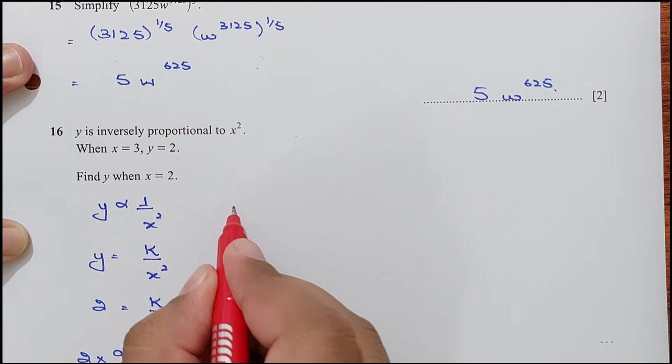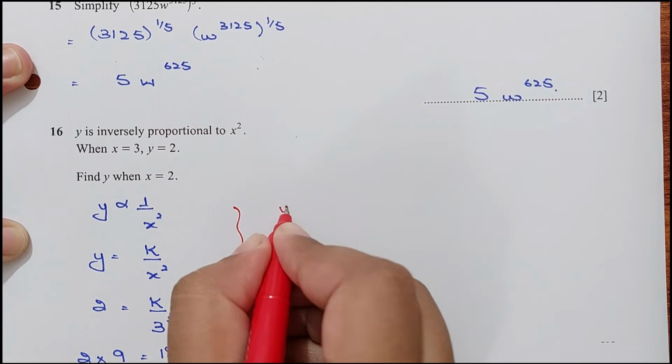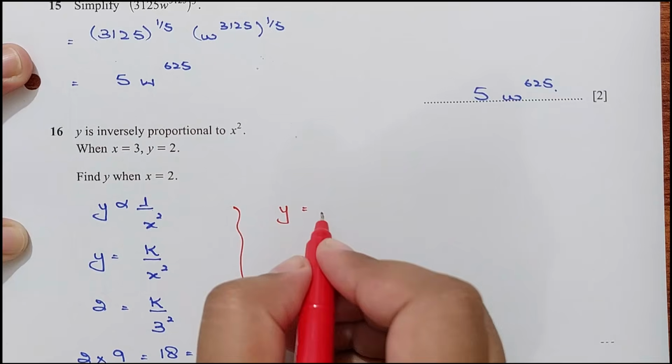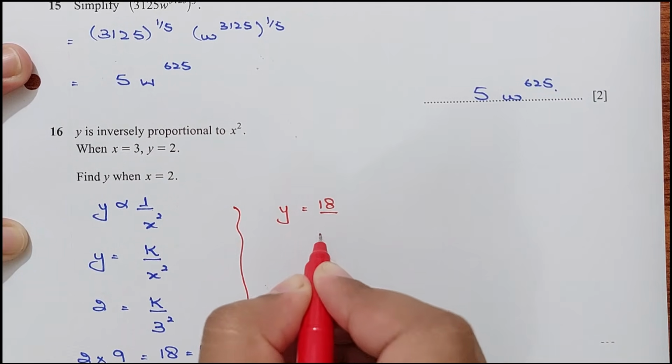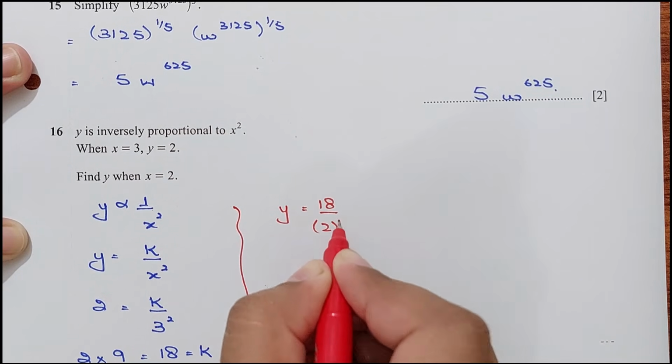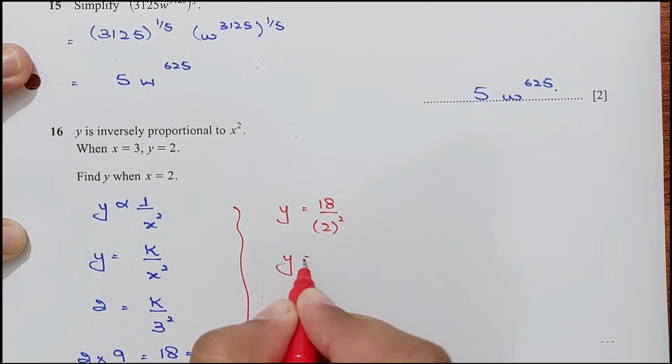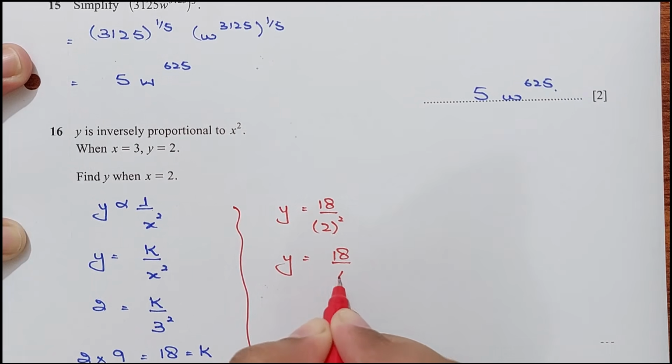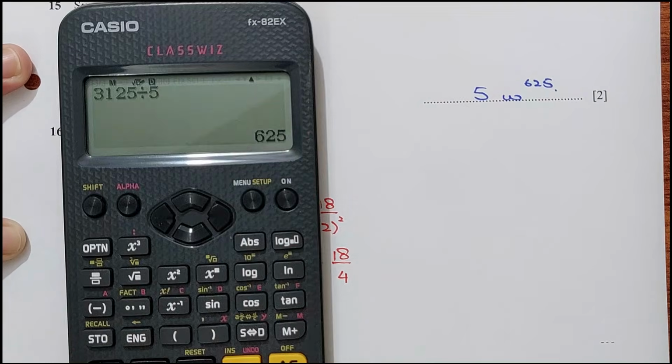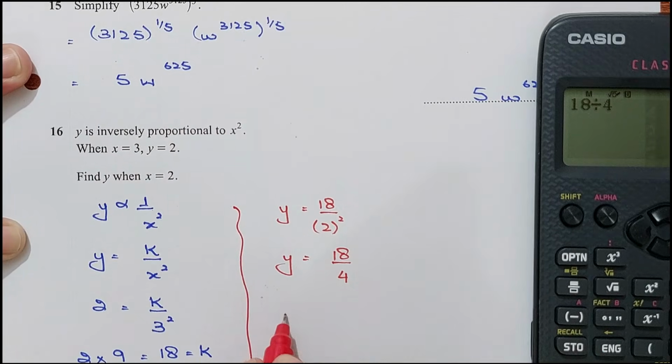Find y when x is equal to 2, right? So we have to solve for y when x is 2. k is 18 over x squared, with x being 2, right? So y equals 18 over 2 squared, which is 4, right? 18 by 4 is 9 by 2, or 4.5.